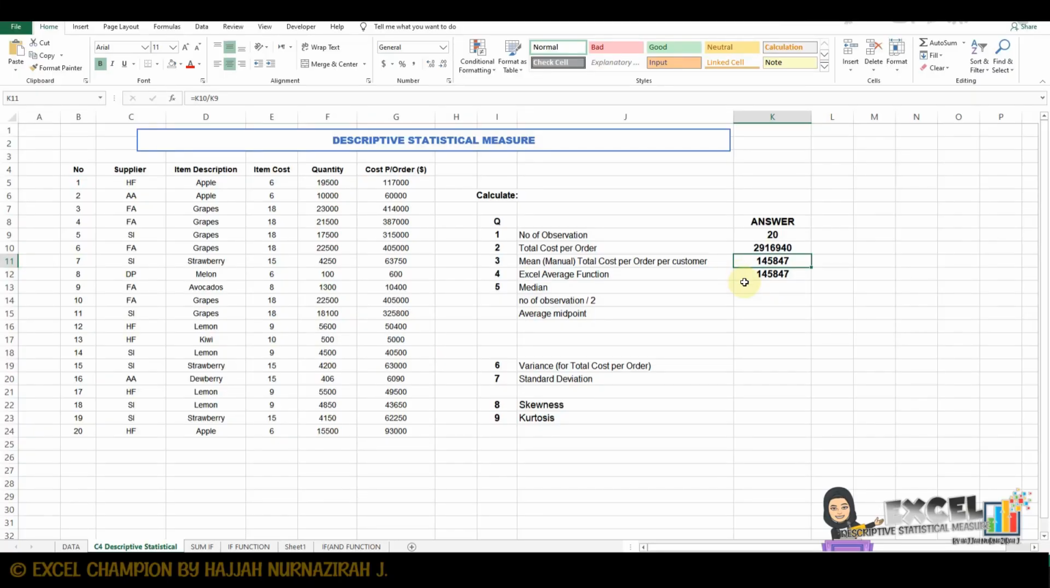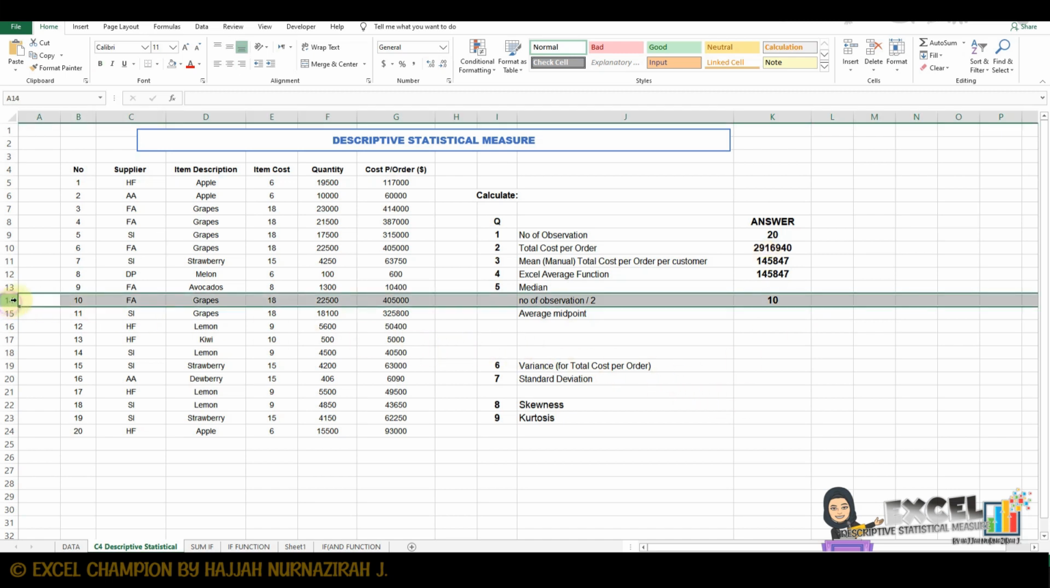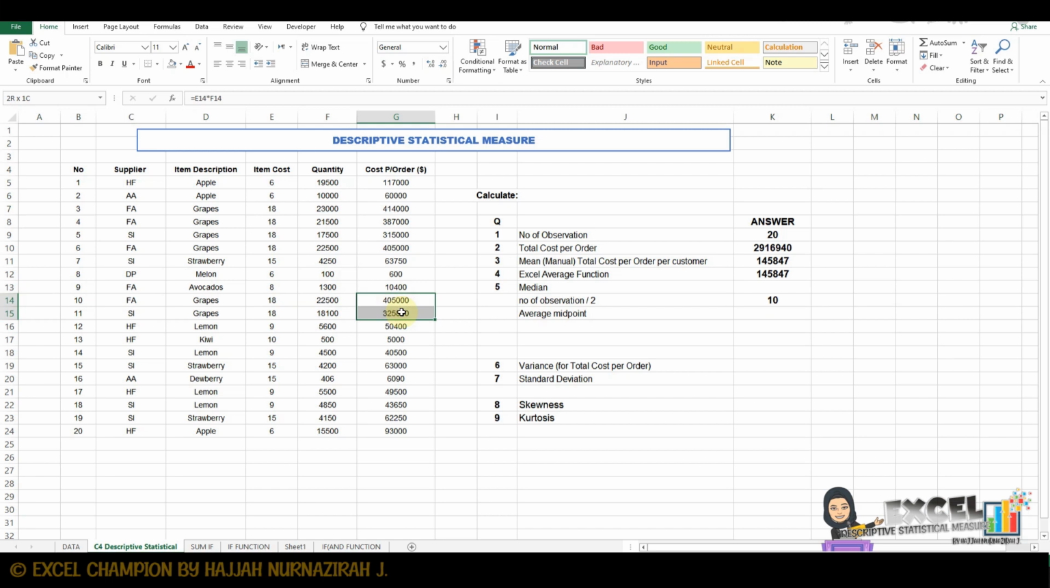Now number 5, median. To get this answer, we need to find the midpoint. To find the midpoint, the formula is the number of observations divided by 2. So press equal, number of observations, divide by 2, 10. So the midpoint is 10. So this is the midpoint, 10 and 11, the midpoint.